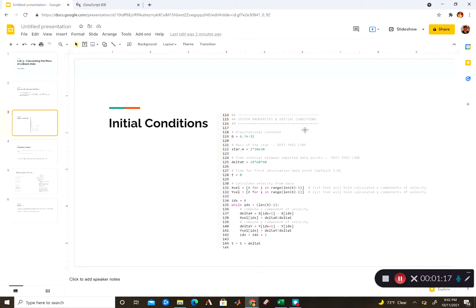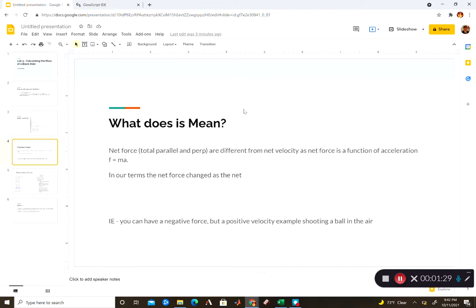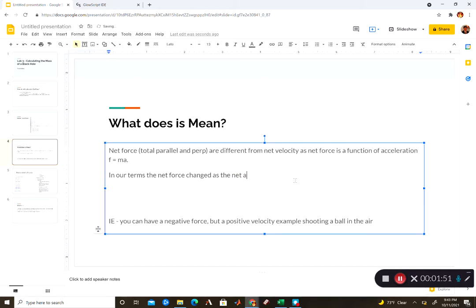As you can see, the initial conditions for our code, we had the gravitational constant, we had the mass of the star, the change in time, as well as a few other factors. So what does this mean? Net force, the total of parallel and perpendicular, is different from net velocity, as net force is a function of acceleration because of Newton's second law, which states that force is equal to mass times acceleration. So in our terms, net force changed as the net acceleration changed.